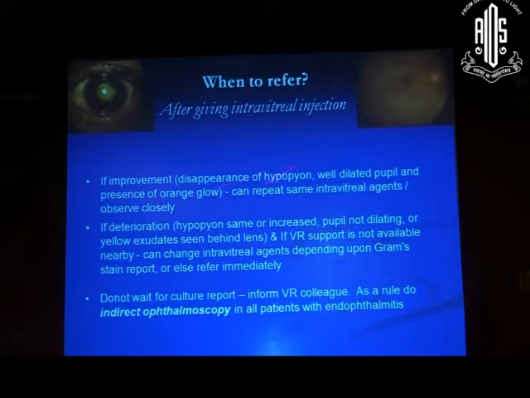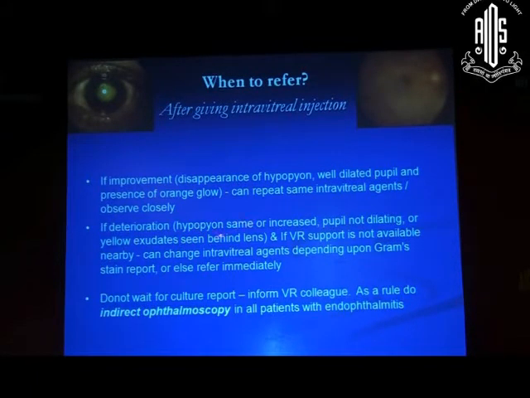So if there is improvement, which means that there is disappearance of the hypopyon, there's a well-dilated pupil, and there's a presence of orange glow, observe closely. And you may inject the same intravitreal agent because your patient actually improved with that treatment. If there is deterioration, you see this very dense retrolenticular exudation, you have to refer because this will not get all right on its own.